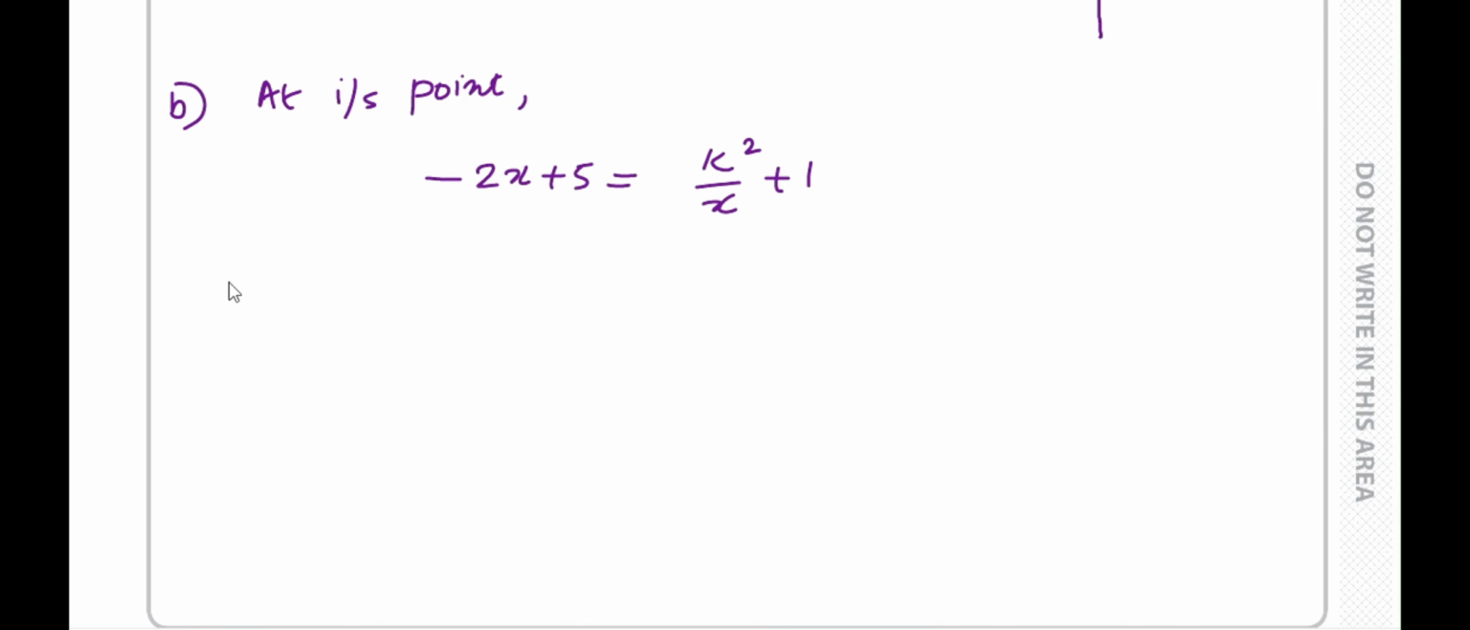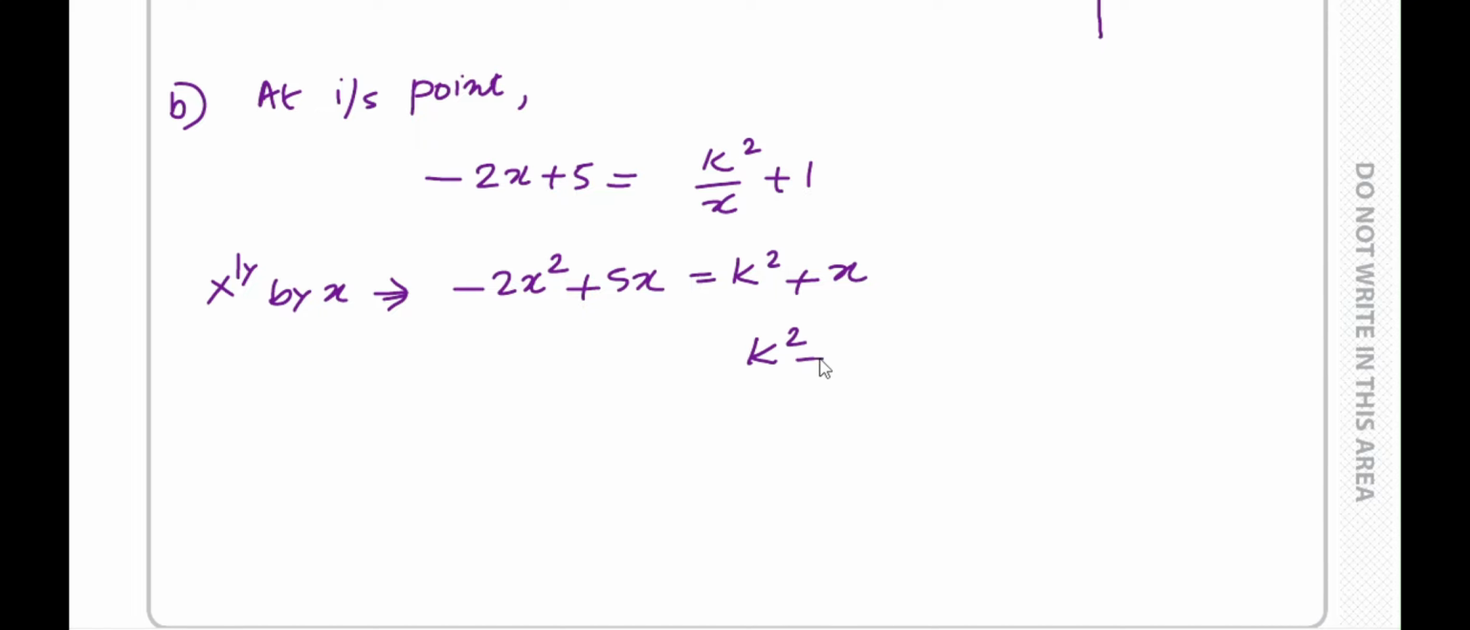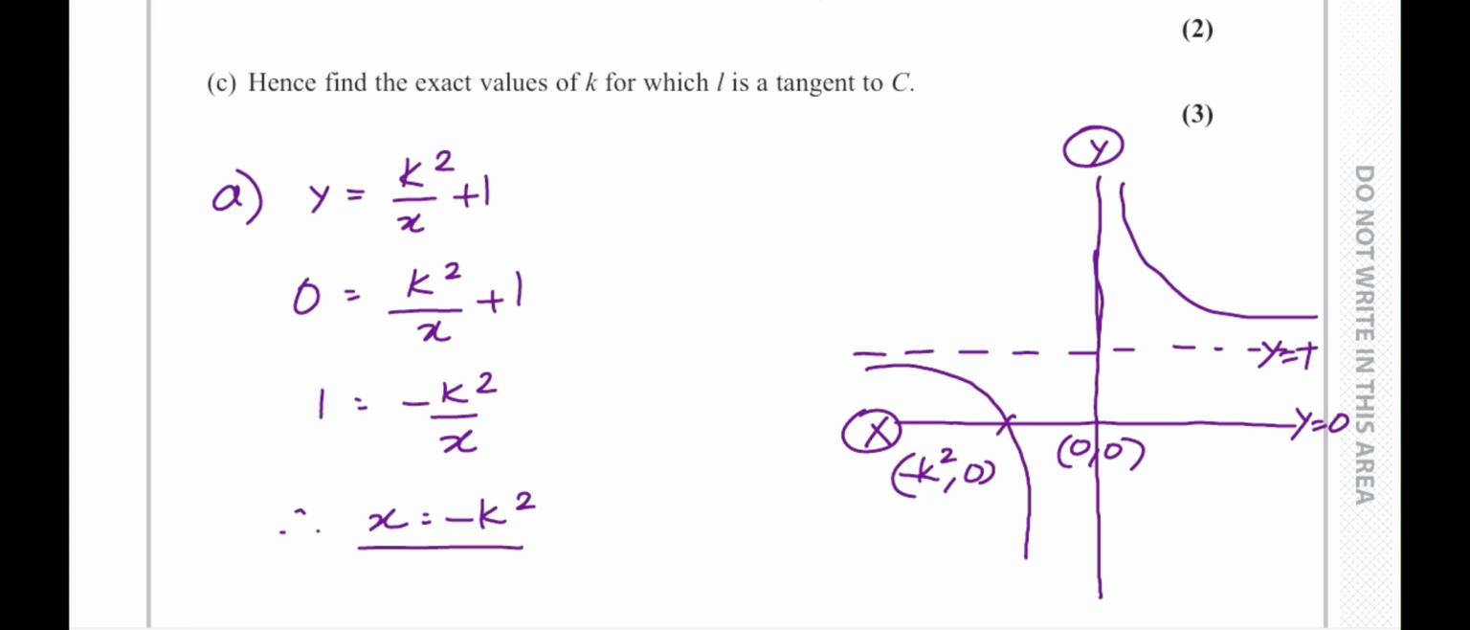Since x is not equal to 0, let's multiply every term by x. That gives us minus 2x square plus 5x equals k square plus x. Rearranging, we can write k square plus x minus 5x is minus 4x plus 2x square equals 0, which is what the question wants you to show. Part C. Hence find the exact values of k for which L is a tangent to C.